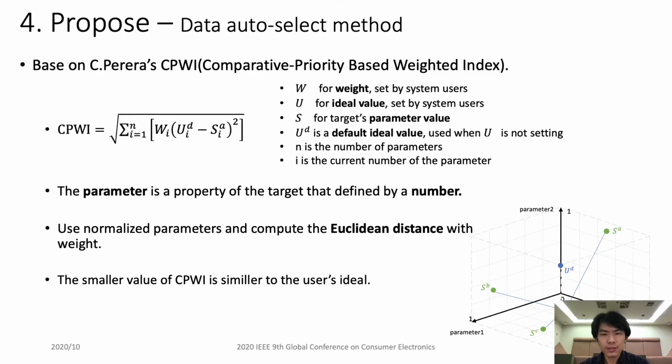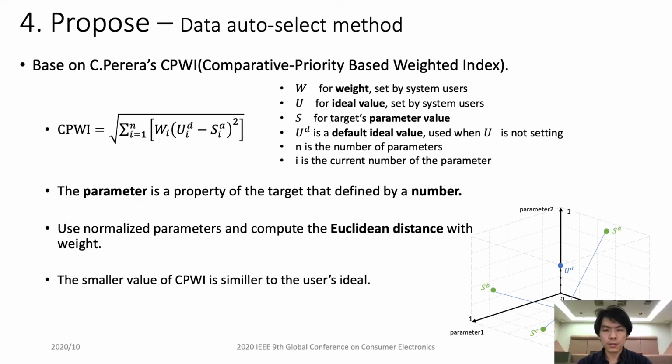The second part in the proposed system is the data auto-select method. The data auto-select method is based on a ranking method called CPWI. It uses normalized parameters and computes the algorithm distance with weight. The parameter is a property of the target that is defined by a number, and the smaller the value of CPWI, the more similar it is to the user's ideal target.